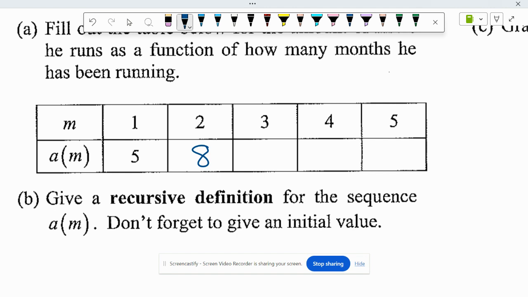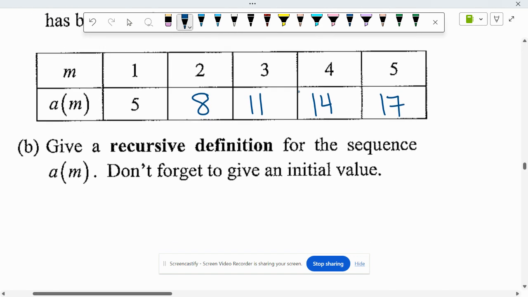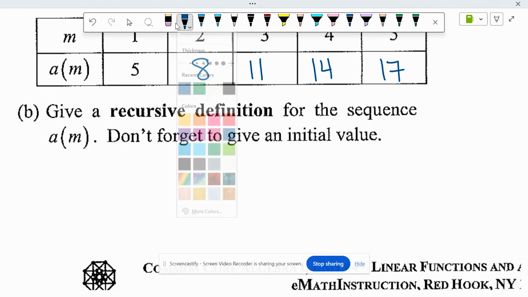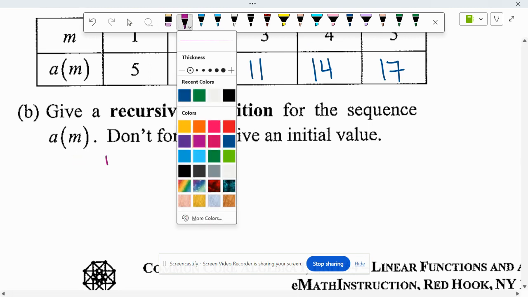What about in month 3? 11 miles a day. What about in month 4? And in month 5? 17 miles a day. Do you see how that works? Okay, so we have to give the recursive definition for this. So remember I said with the recursive definition, the first thing that you always have to do is tell me the first term. That's how you know where the function starts or where the sequence starts.